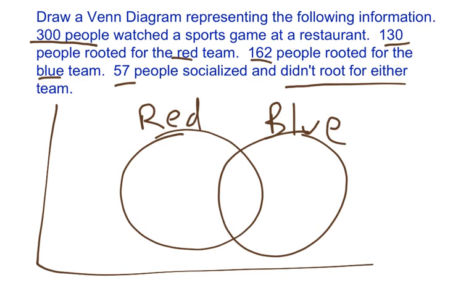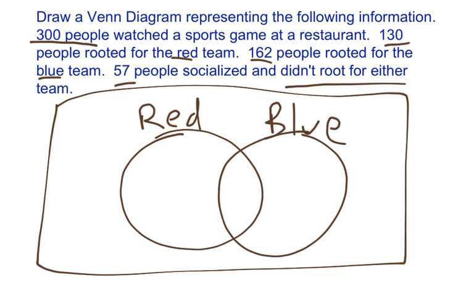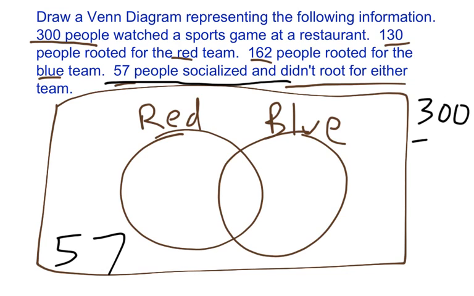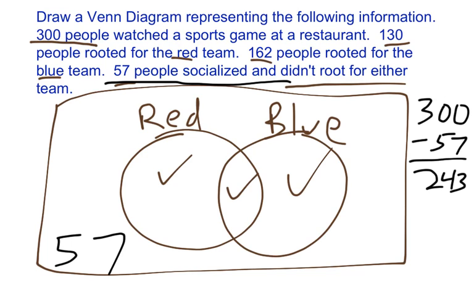So all I know to start this out is that 57 are not included in those circles because they just came to hang out with their friends. They didn't root for either team. So how many need to be accounted for in the circles? Well, 300 minus 57, in other words, our total minus the ones outside the circles gives us the number that's inside the circles, or 243. So each of these three circles, this one, and this one, need to add up to 243. All right?